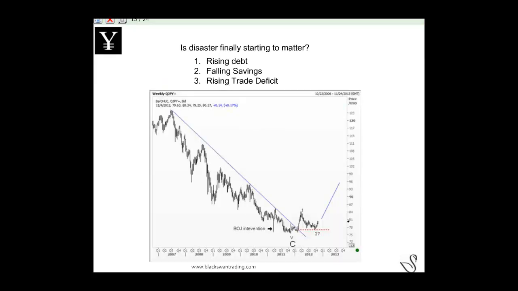Japan. I've been telling the story on Japan for a while, but the reality is Japan is finally starting to break. And when I say break, it used to be disaster never mattered in Japan.